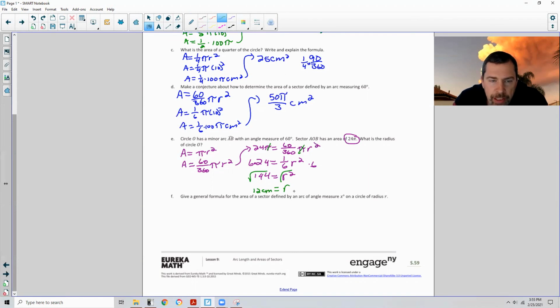Okay, actually it didn't say centimeters. I was thinking of the last problem. So when it doesn't say centimeters, what do we say? Units. Okay, so that would be 24 units.